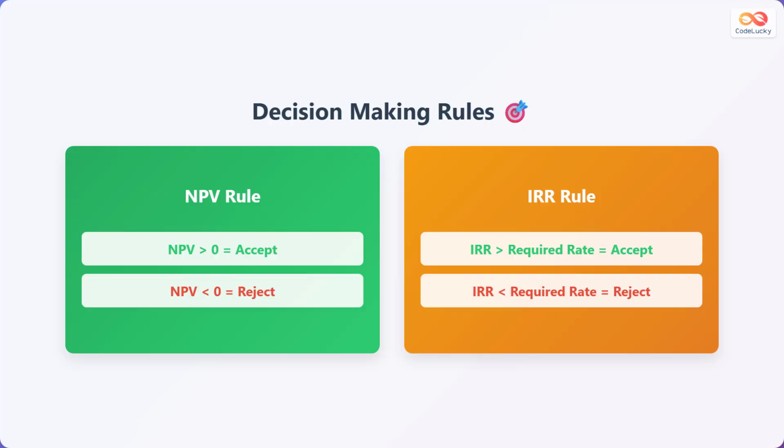When making decisions using NPV and IRR, follow these rules. For NPV, if the NPV is greater than 0, you accept the investment. If the NPV is less than 0, you reject the investment. For IRR, if the IRR is greater than the required rate of return, accept the investment. If the IRR is less than the required rate, reject the investment.